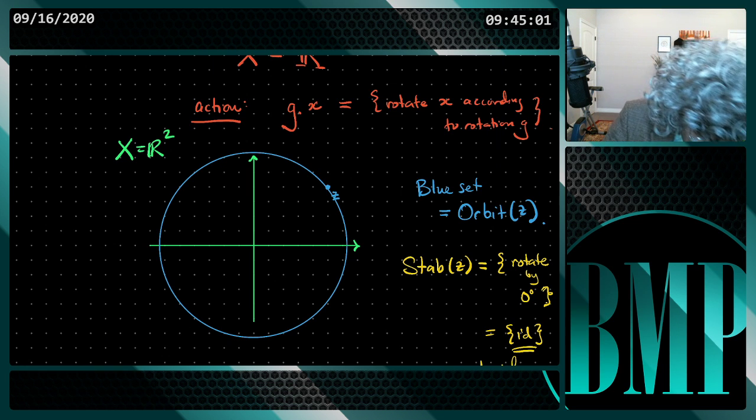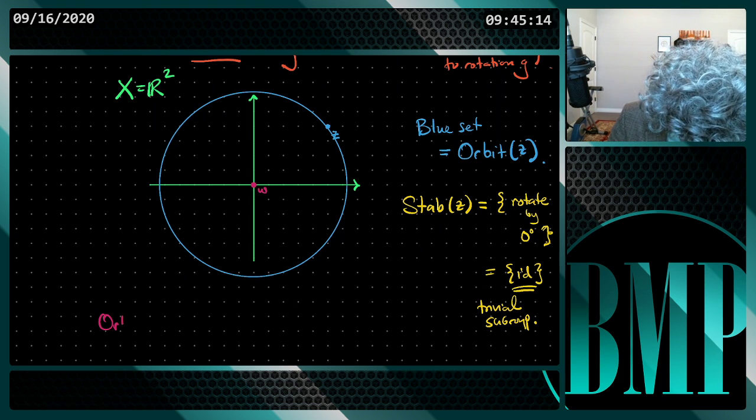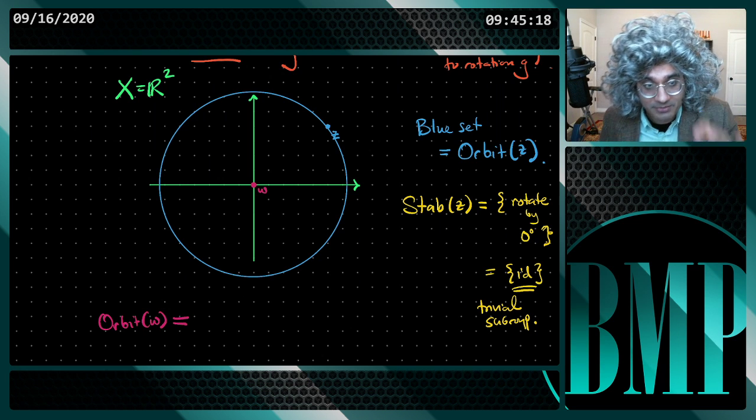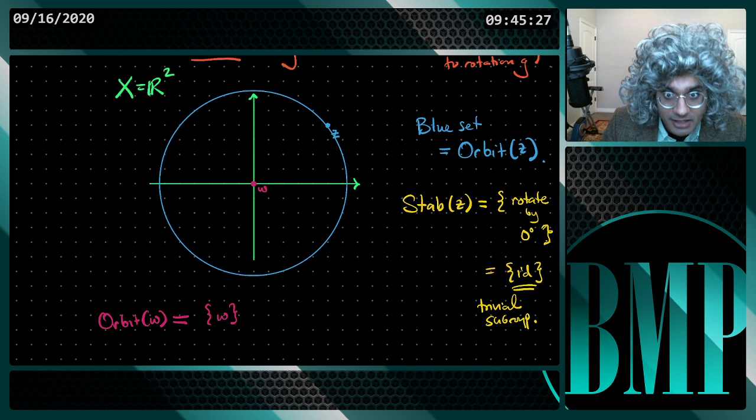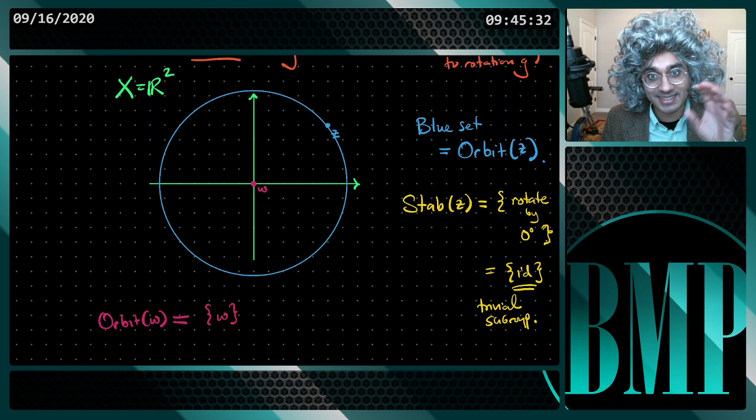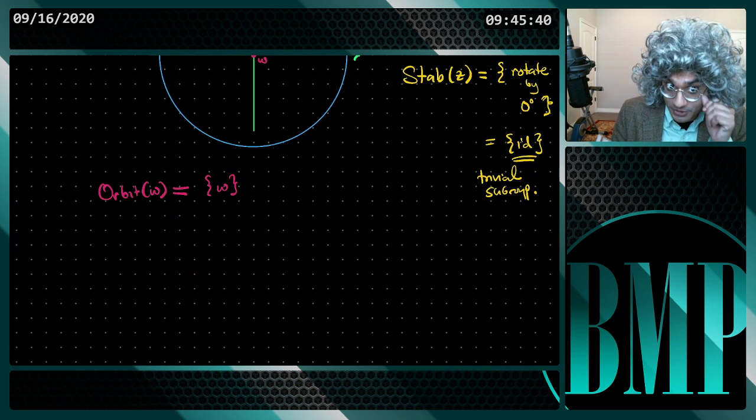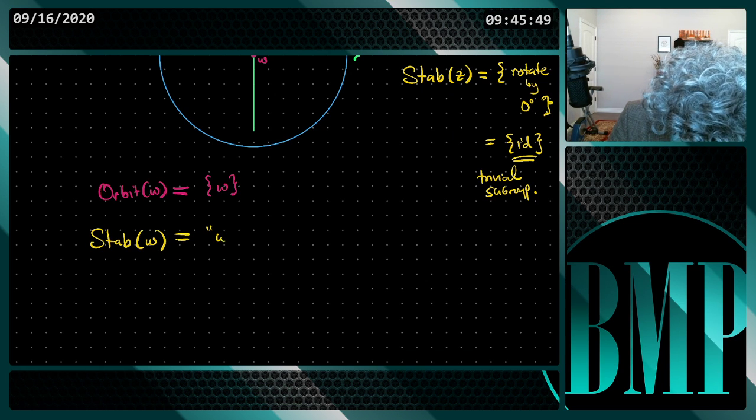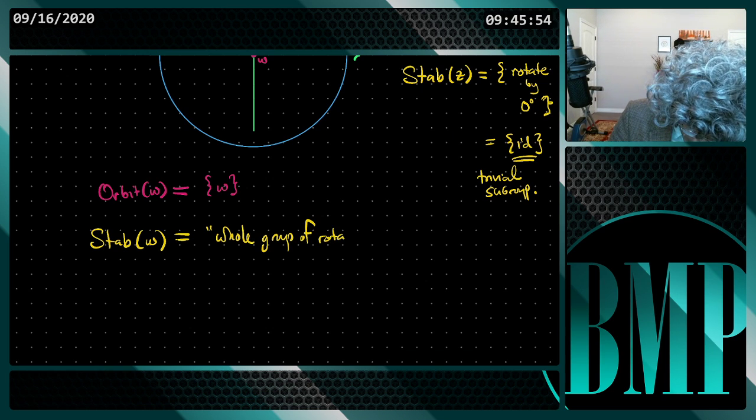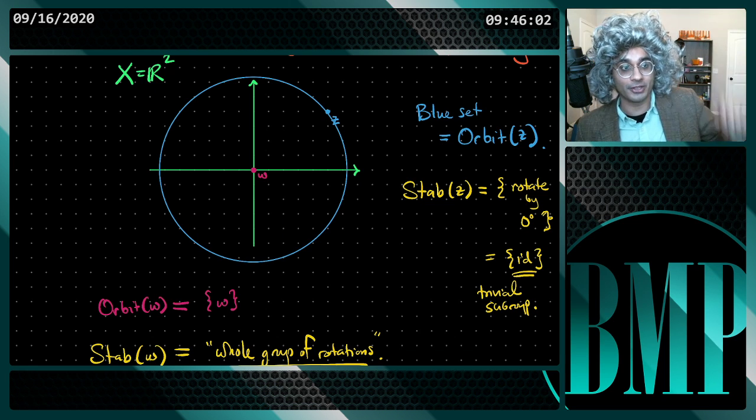But there are some other points. What if you looked at this point? Let's call this point W, the origin. So now, let's draw the orbit of W. I drew it. The orbit of W is just W itself, a singleton set. W doesn't move anywhere else under any rotation in the circle group. Okay? So the orbit is W, but the stabilizer now is the whole group. Every rotation fixes W as a point. Right?